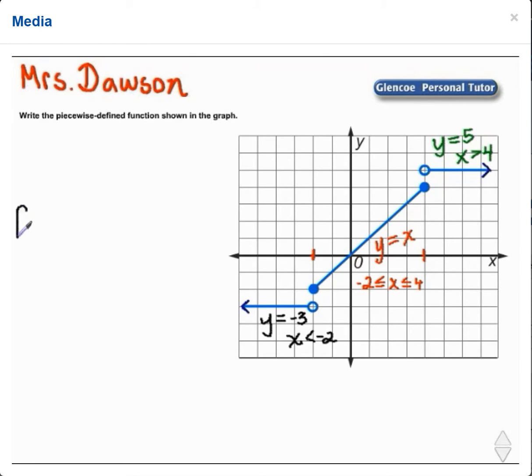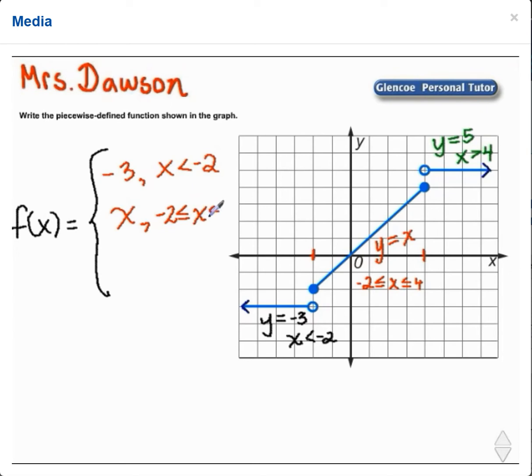So let's put this information together in a piecewise function. So we'll use f of x for function notation, and we have 3 pieces of the piecewise. The function is equal to negative 3 for x values less than negative 2. The function is equal to x for x values between negative 2 inclusive and 4 inclusive.